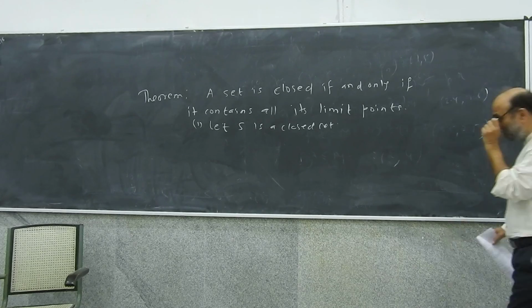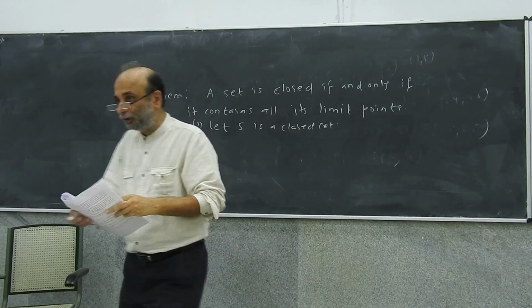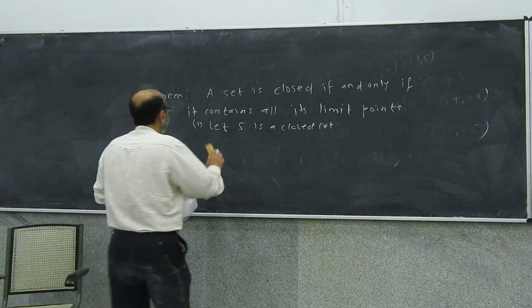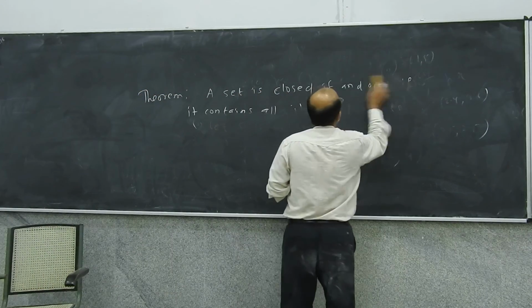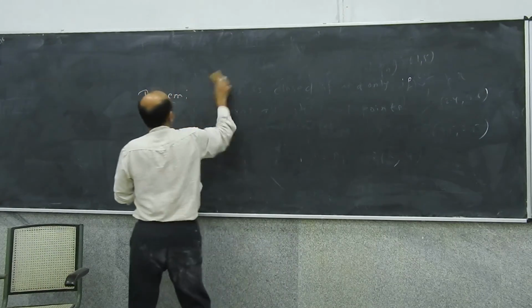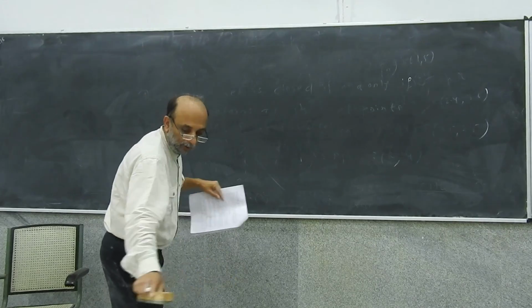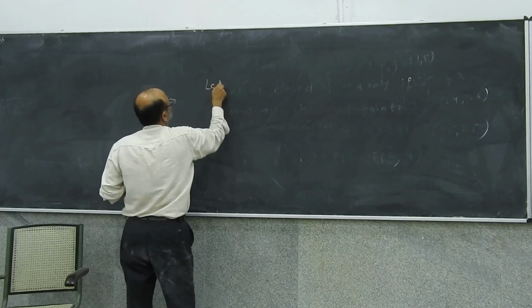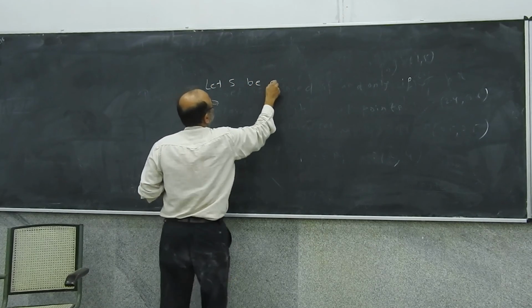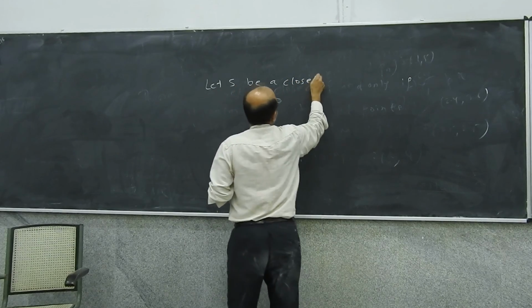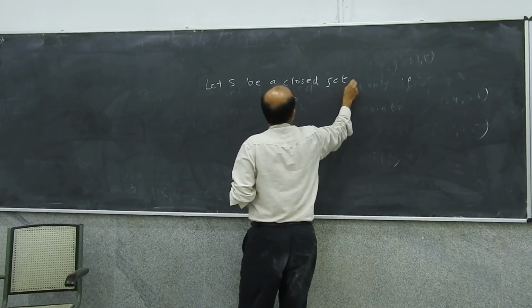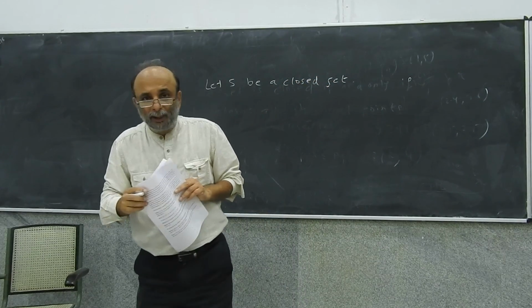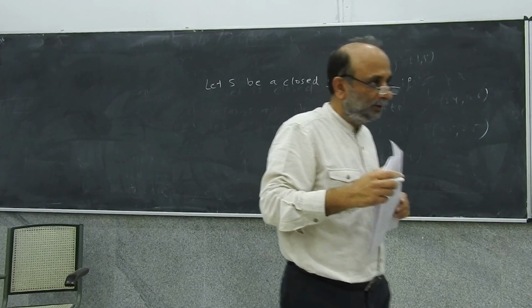So first, let S be a closed set. Okay, so let's assume that S is a closed set. What do you want to now show? That it will contain all its limit points.